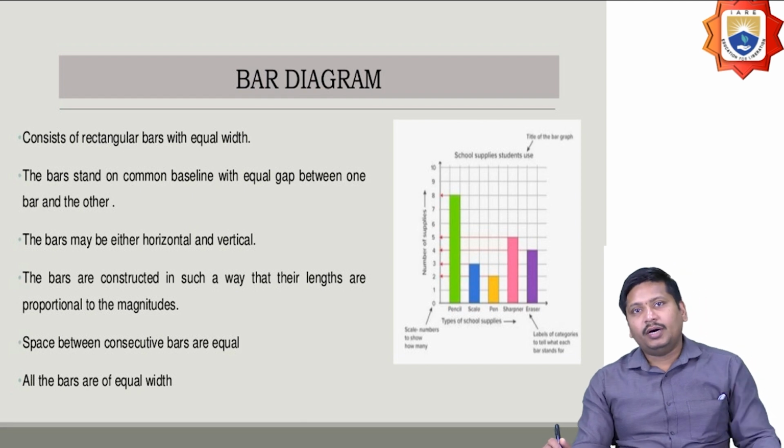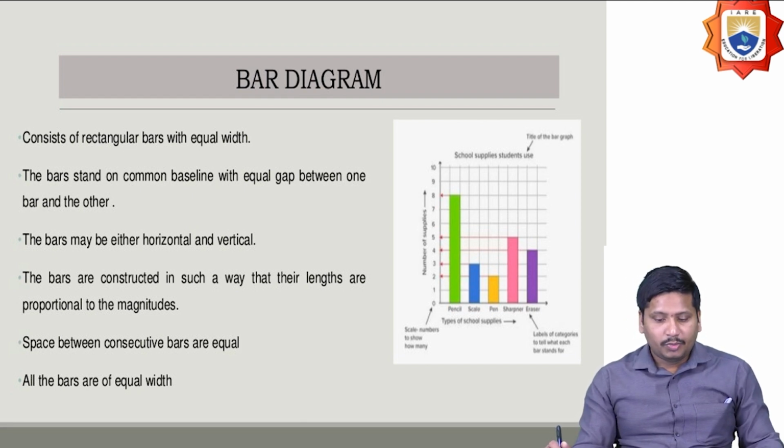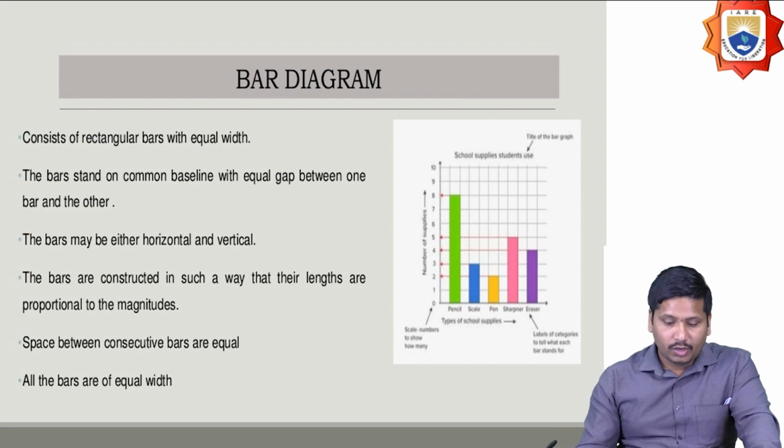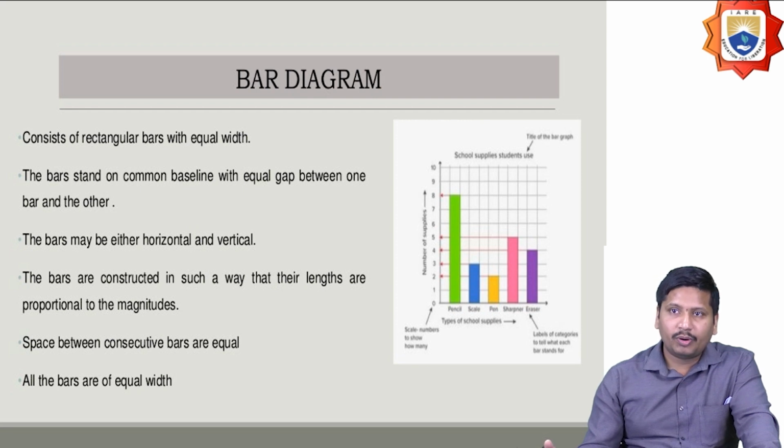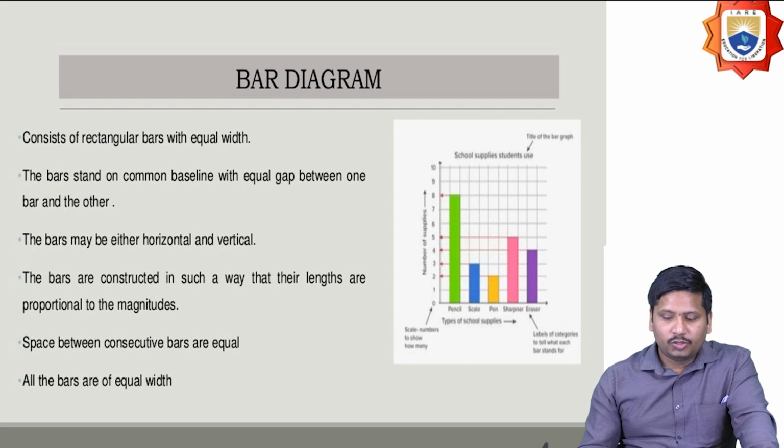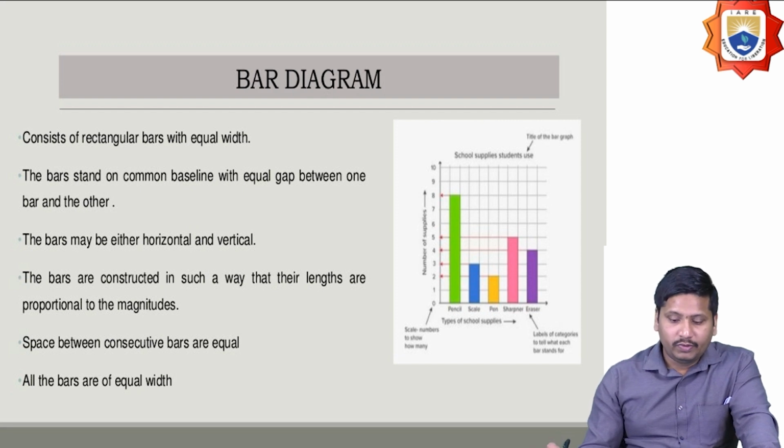And the next one is the bar diagram. The bar diagram consists of rectangular bars of equal width, and these bars stand on a common baseline with an equal gap between one bar and the other. The bars may be either horizontal or vertical, and the bars are constructed in such a way that their lengths are proportional to the magnitudes. The space between two consecutive bars should be equal, and all the bars should be of equal width.